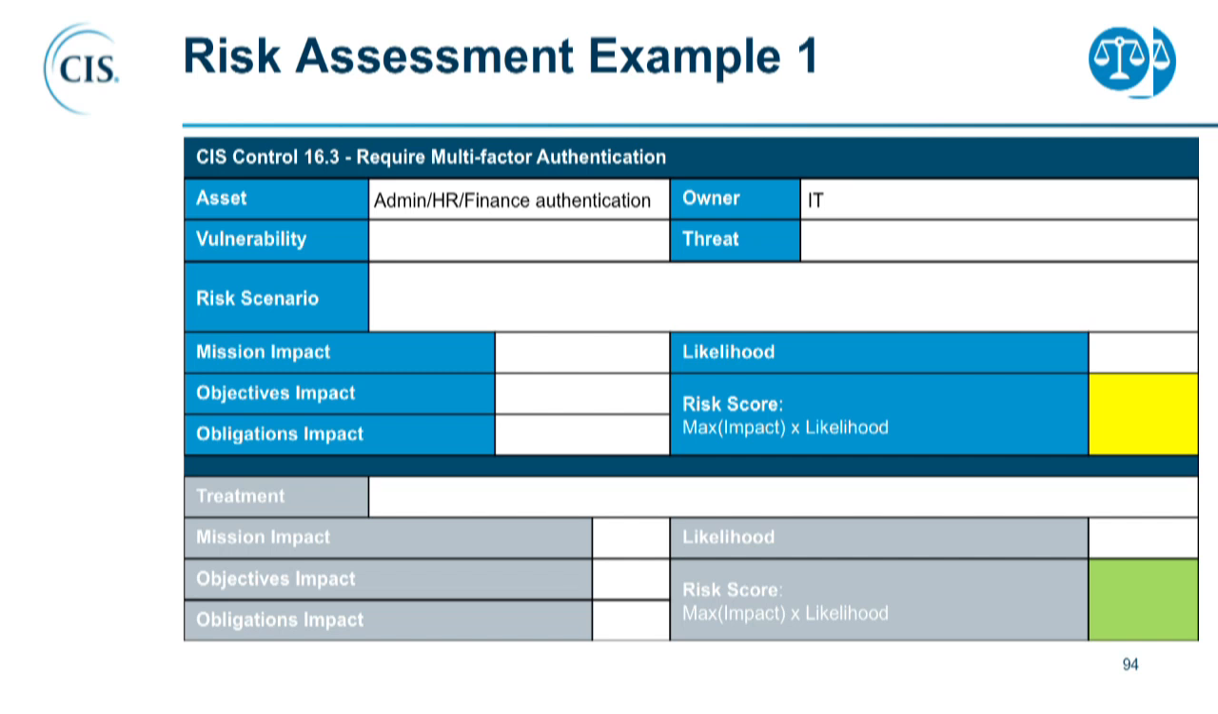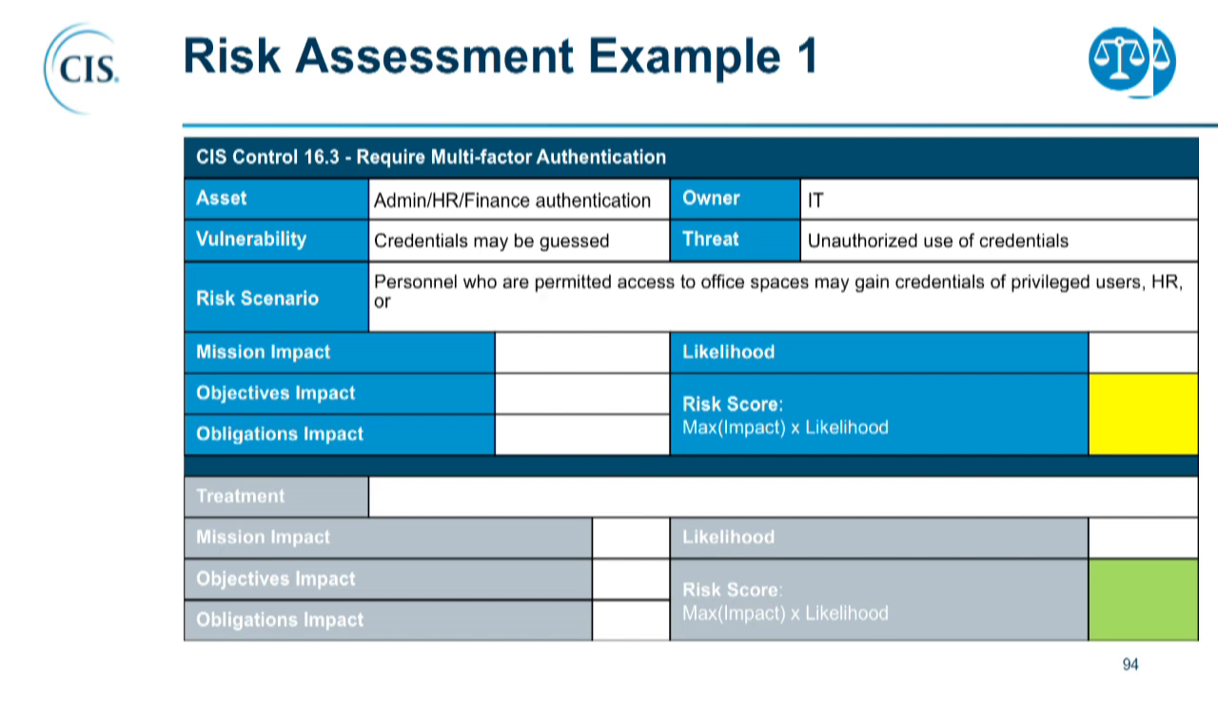They own the authorization process, or the control process. So vulnerability, credentials might be guessed, which is why we use multi-factor authentication. But we're not using it in this case. So we have a threat of unauthorized use of credentials. The risk would be written out like this. Personnel who are permitted access to office spaces may gain credentials of privileged users, HR or finance. These unauthorized personnel may abuse access to thousands or millions of accounts.